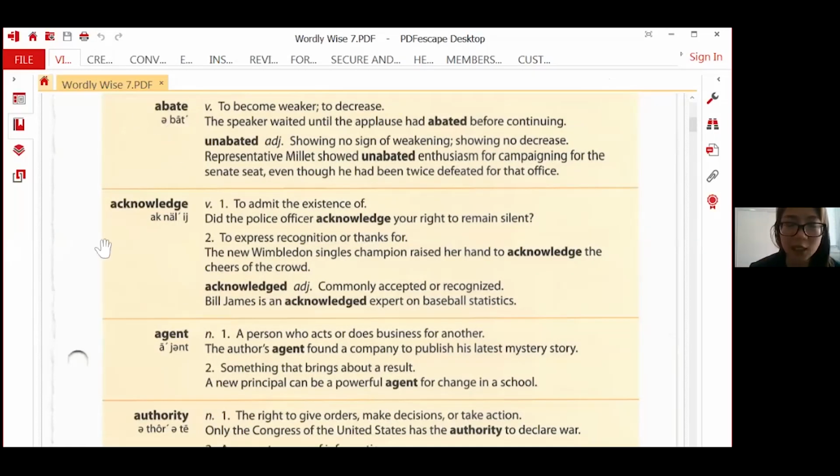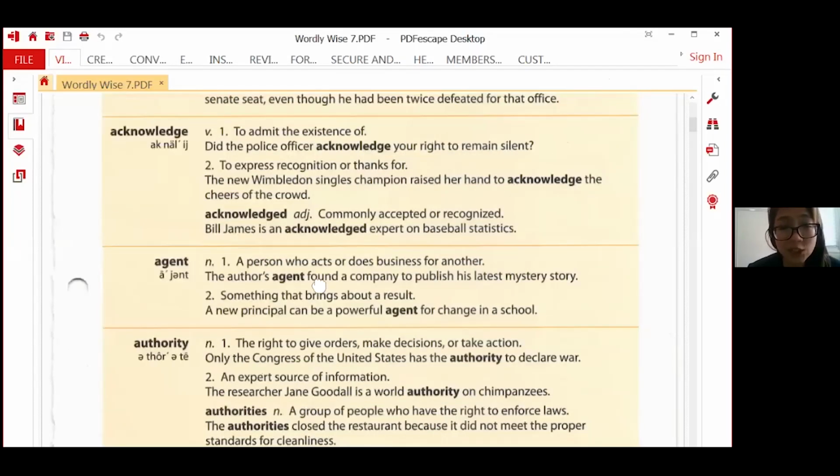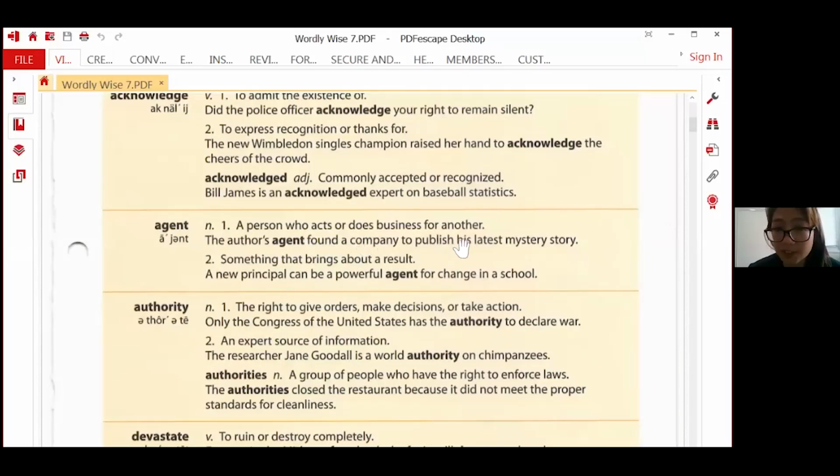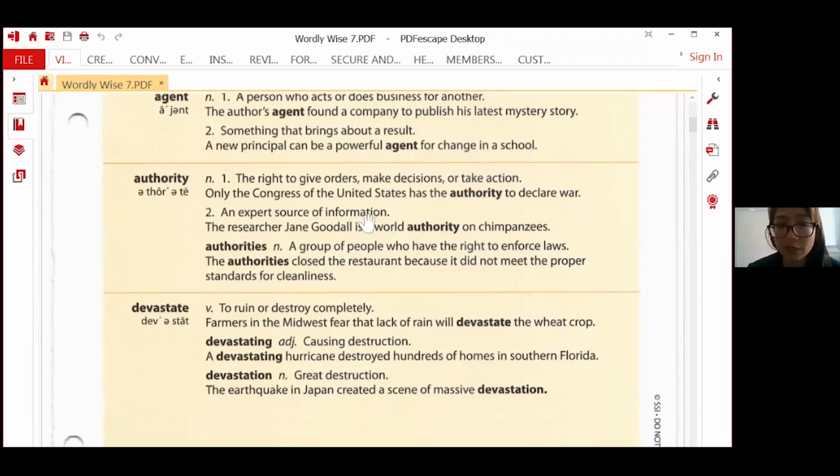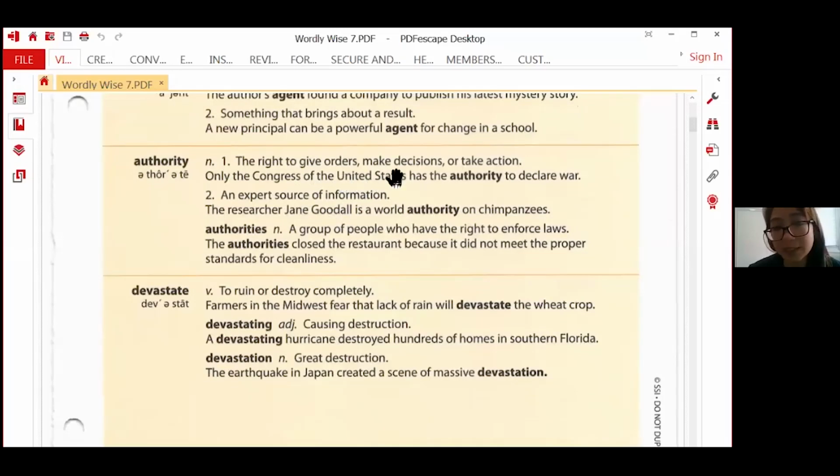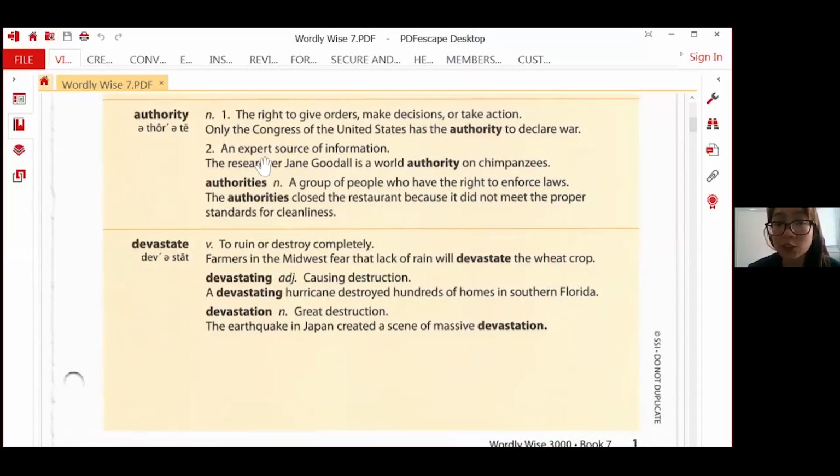So abate, to become weaker and to decrease. It's a verb, for example, the storm is showing no signs of abating. There are two different meanings to acknowledge: to admit the existence of, and to express recognition or thanks for. Agent has two meanings: a person who acts or does business for another, and something that brings about a result. Authority is a right to give orders, make decisions or take actions, or an expert source of information. Like, the researcher Jane is a good authority on something. I'm a good authority on food, so you can ask me anything about food.